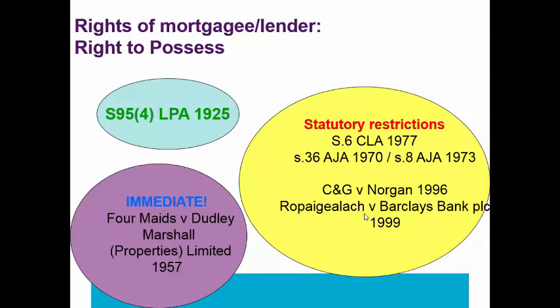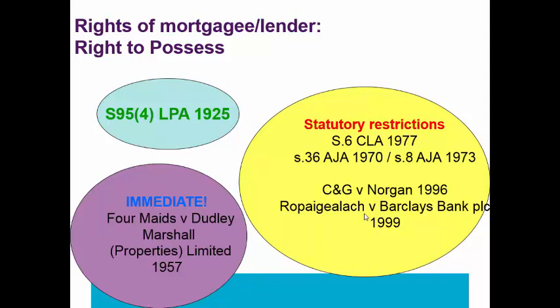So generally speaking, you would advise a lender to apply to the court for an order for possession. If you do apply to the court for an order for possession, then it's very likely that the court will postpone that order, at least in the first instance. The bad news for the lender is that the court has discretion to postpone an order of possession under Section 36 of the Administration of Justice Act 1970.